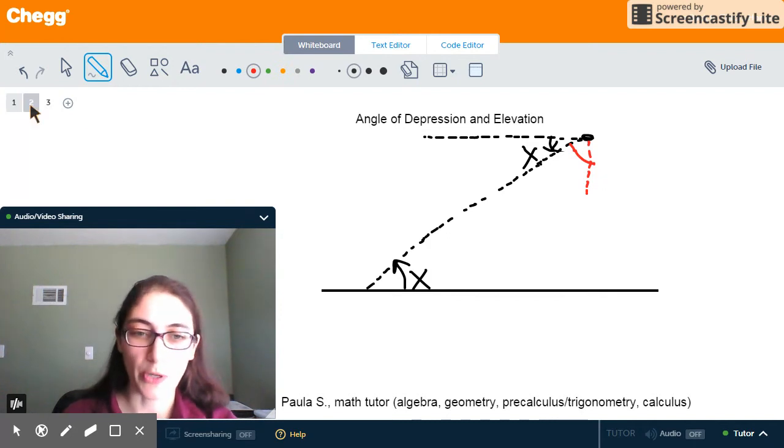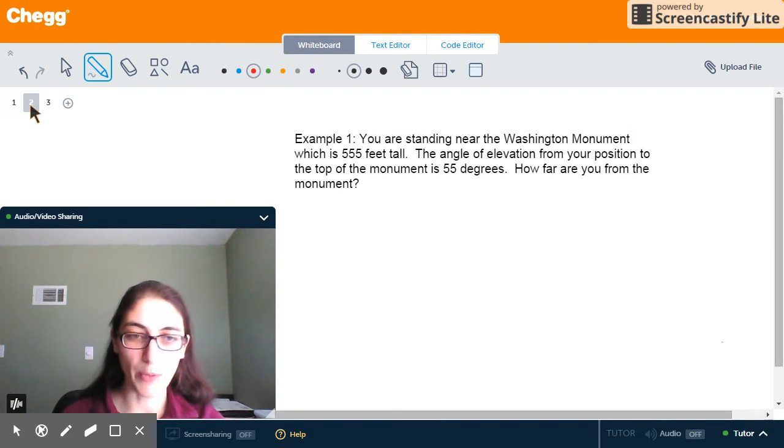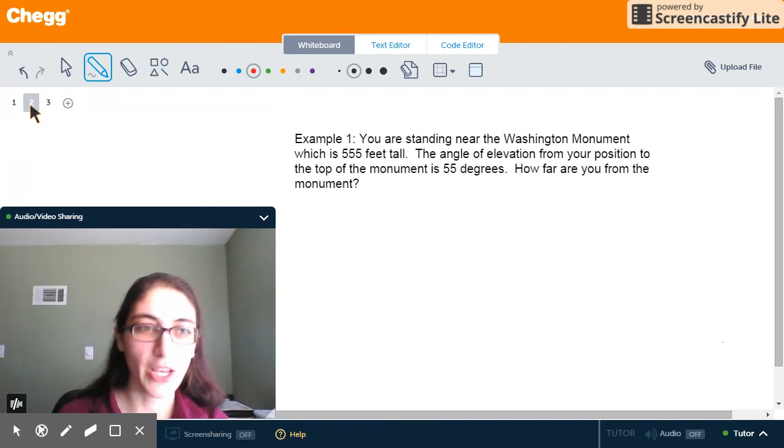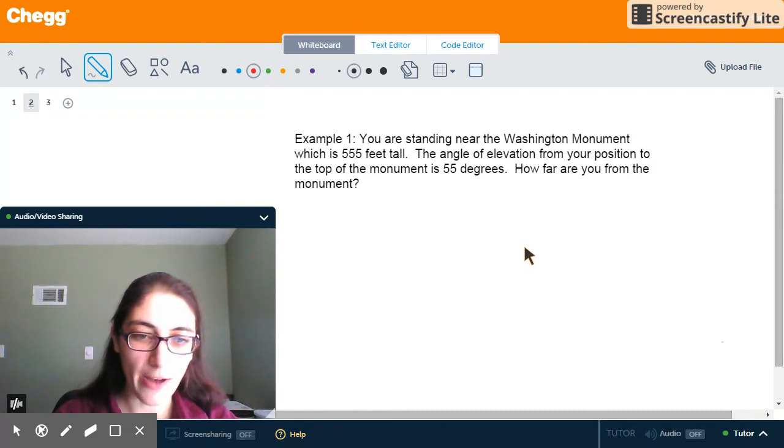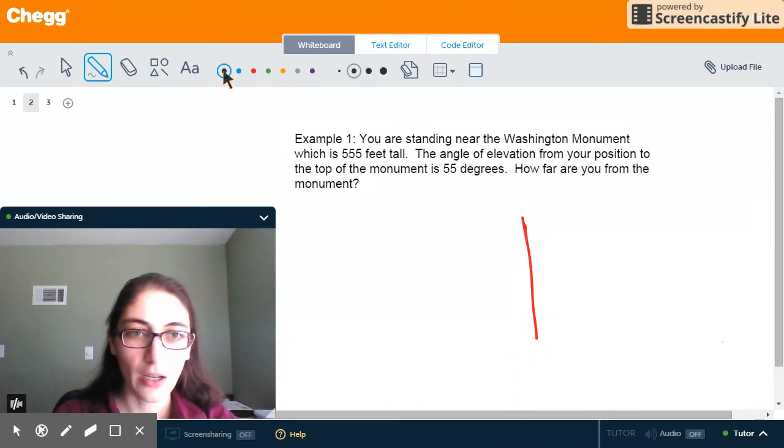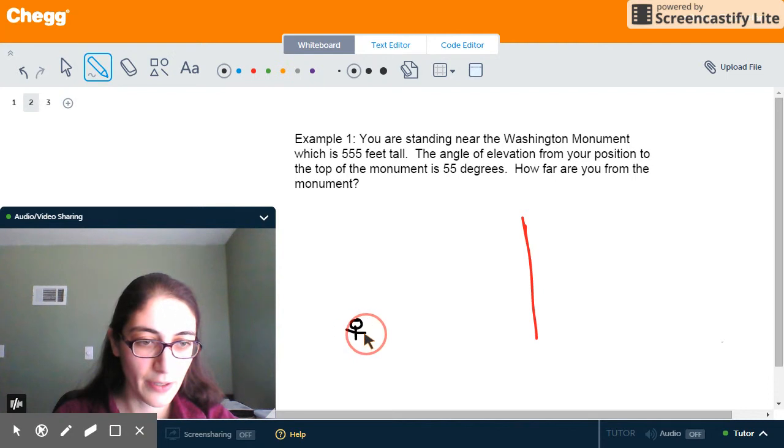So let's go on to some word problems so I can make that a little more clear what I just explained. In this first problem, we're talking about angle of elevation. You are standing near the Washington Monument, which is 555 feet tall. The angle of elevation from your position to the top of the monument is 55 degrees. How far are you from the monument? So I'm going to draw what I have as my objects here. I have a tower, and I have the person that's standing over here, and they're both on the ground.